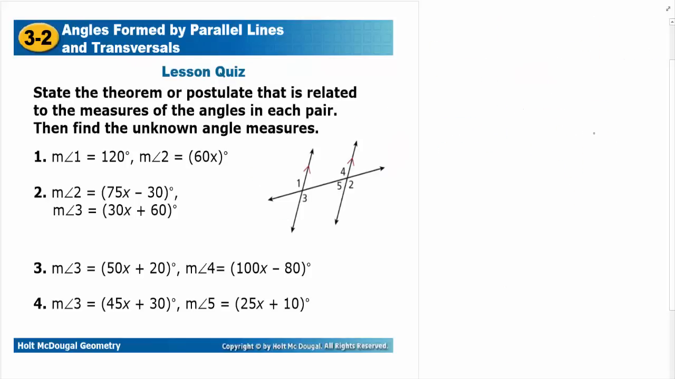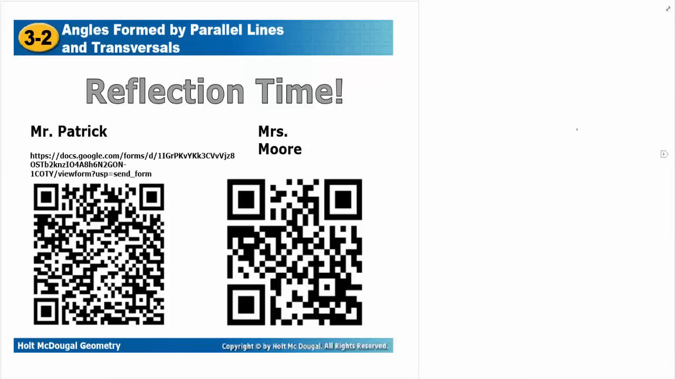Alright. So again, we got a quick lesson quiz that goes with this lesson, so make sure you work through just 1 through 4. It goes fairly quick. So make sure you do that and pause and do it. And then when you're done, do not forget to do your reflections. So make sure you do a reflection either for Mr. Patrick for me or Mrs. Moore.